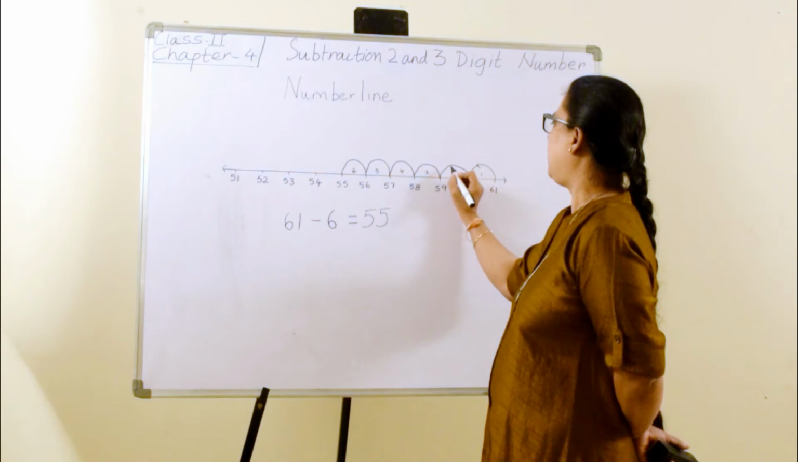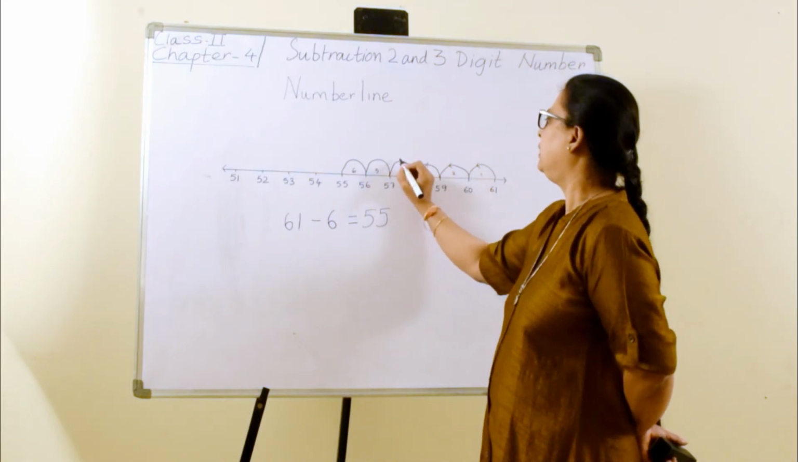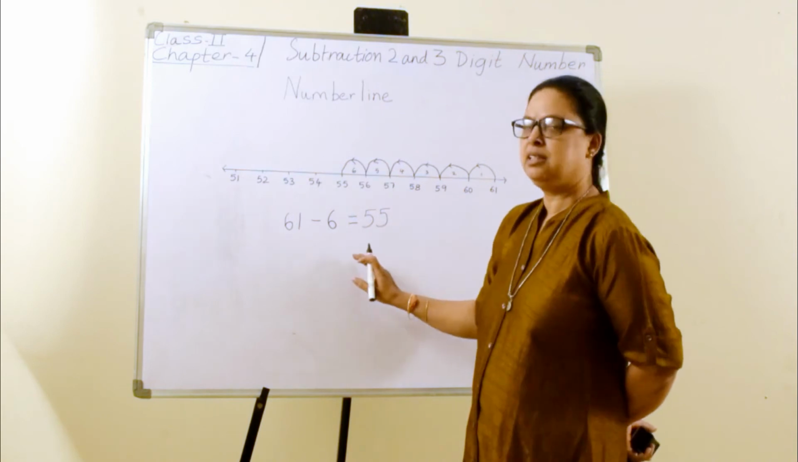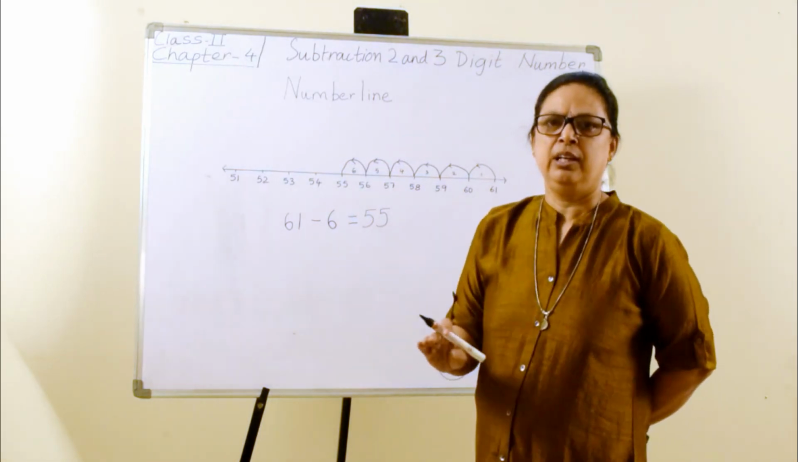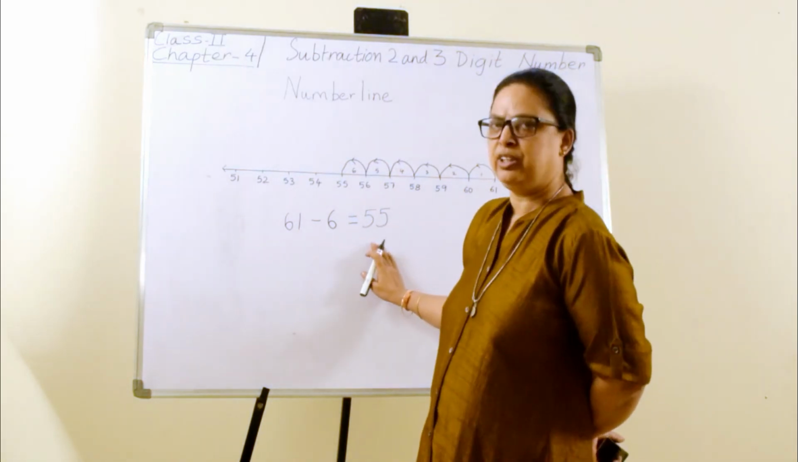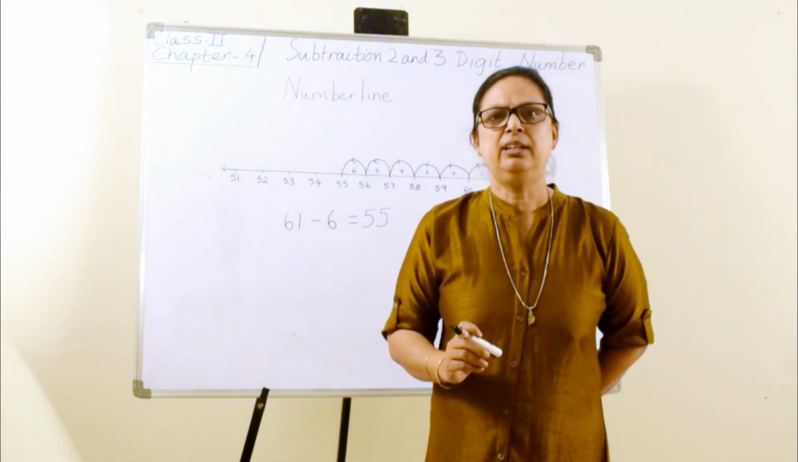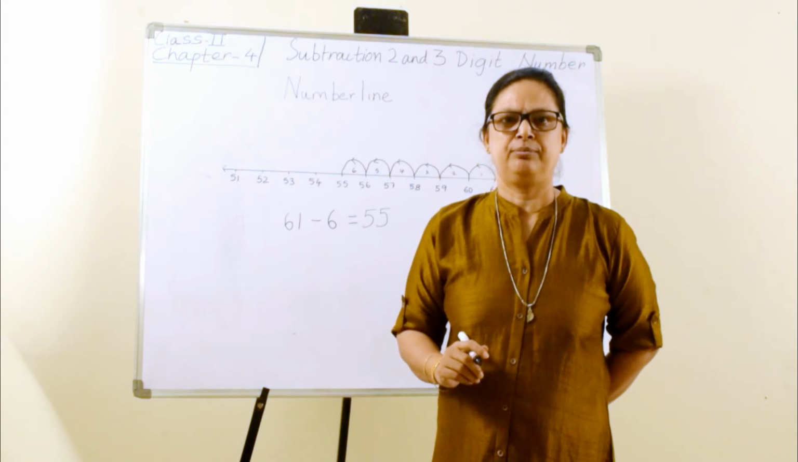So you need to put the backward arrow. Do not forget it. Yes, this is how you are supposed to do. So now I hope you all understood how to do this subtraction on the number line. Open your reader and do the exercise.